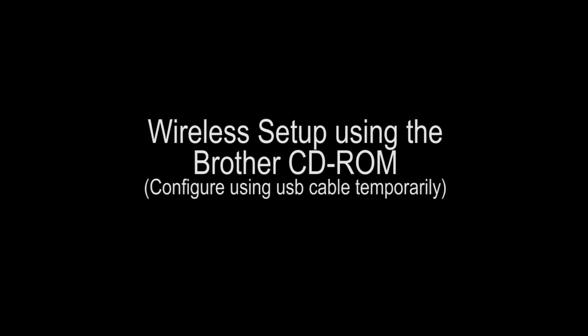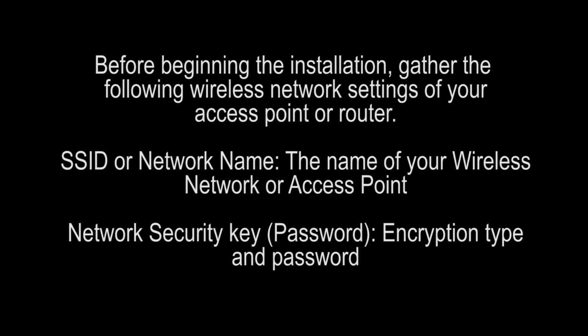Wireless setup using the Brother CD-ROM using a USB cable. Before beginning the installation, gather the following wireless network settings of your access point or router: SSID or network name, the name of your wireless network or access point, network security key or password, encryption type and password.